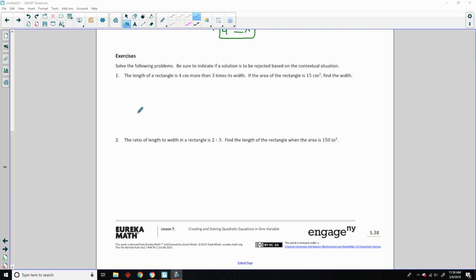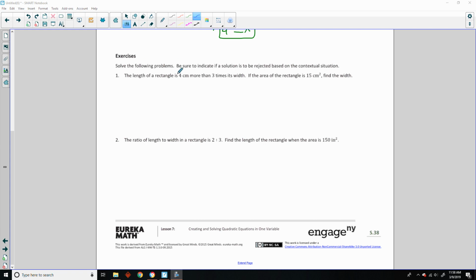Okay, exercises. That means you do them. Pause the video, see if you can do numbers 1 and 2, and then unpause the video and come back and see how you did. Okay, so here we go. Solve the following problems. Be sure to indicate if a solution is to be rejected based on the contextual situation.